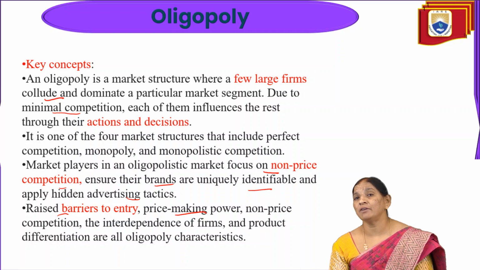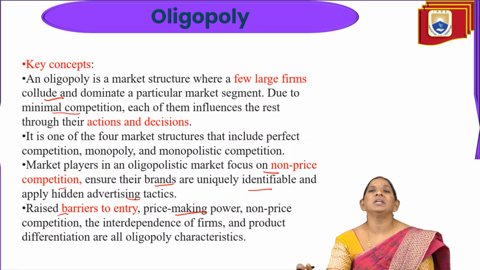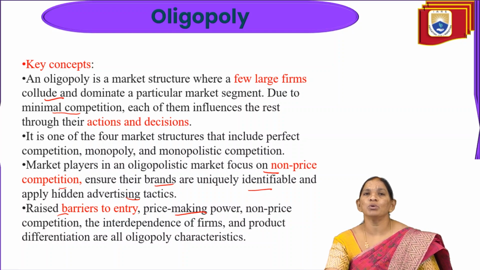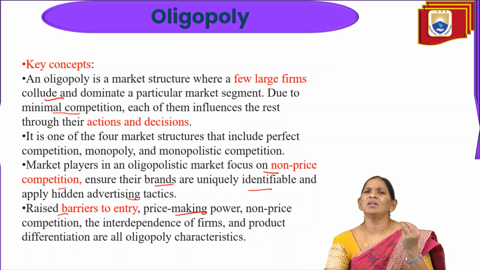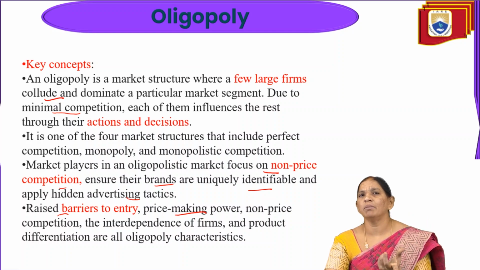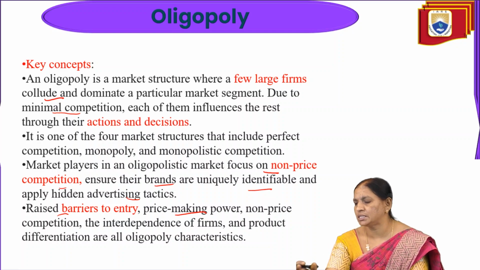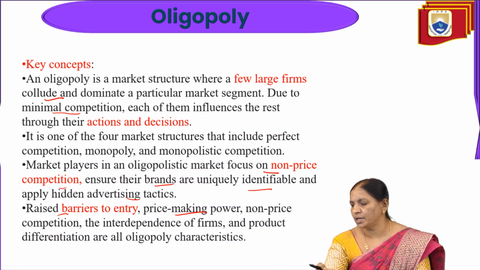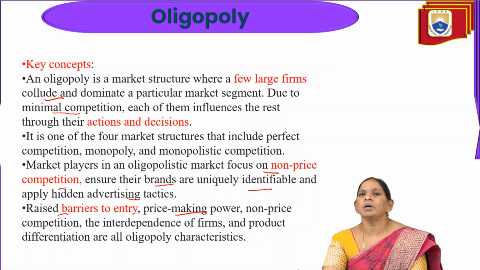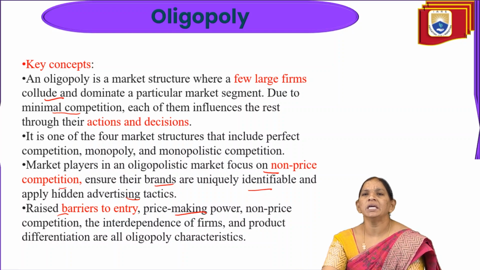And sometimes they follow tactics like non-price competition and also interdependence of the firms. Why? Because there will be few firms, and one will be influenced by or dependent on the other's actions within the market. So when one takes an action, the other will also follow the same. That is, there will be interdependence between one and another. And in the same way, product differentiation is also an oligopoly characteristic.